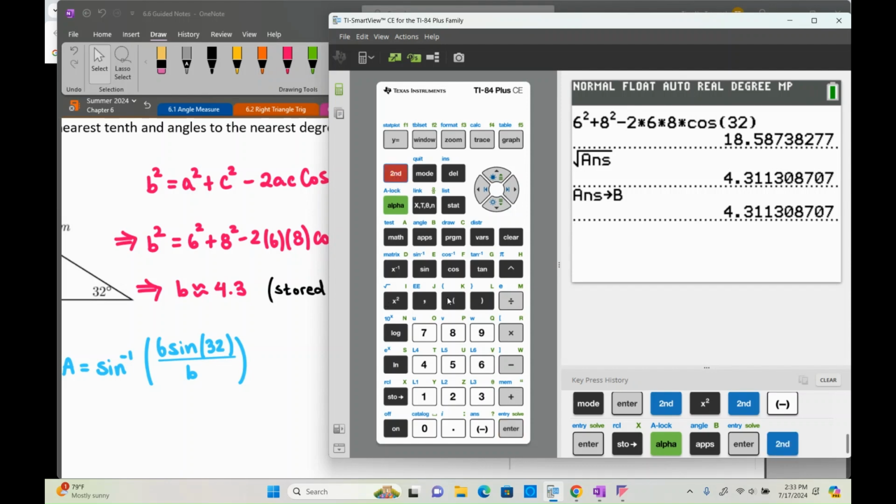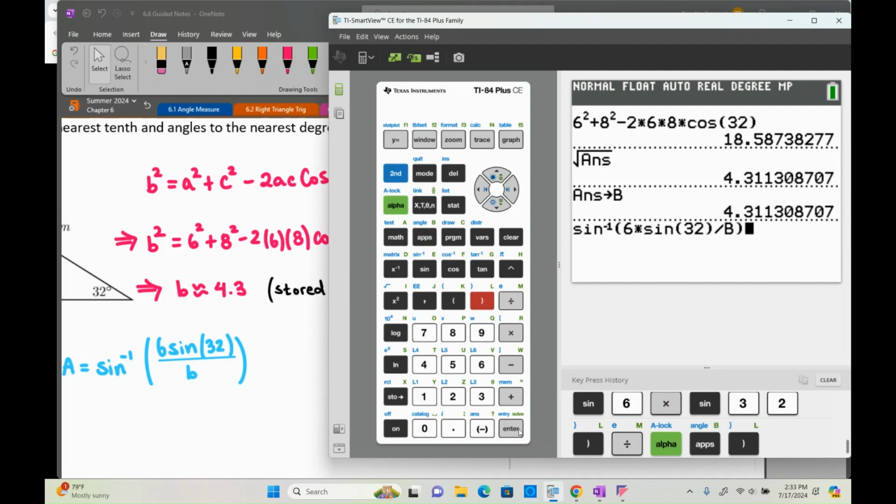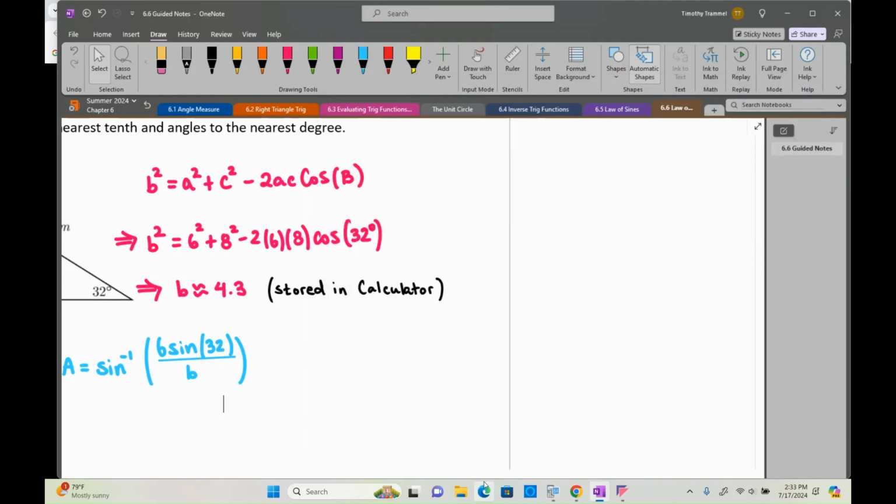So I'm going to have sine inverse of 6 times sine of 32. And then I want to divide that by B. And remember, I stored that as actually capital B in the calculator. So I'm getting about 47.5 here. Or if I were to round that to the nearest degree, that would be about 48 degrees.